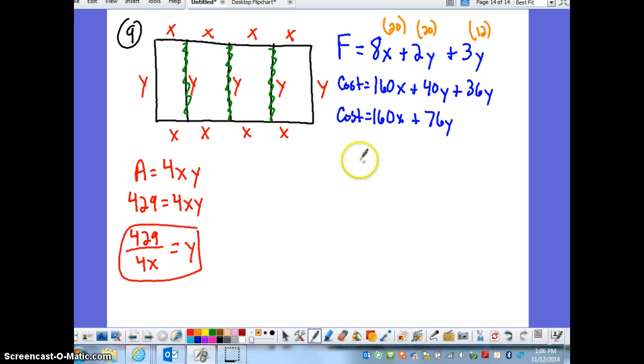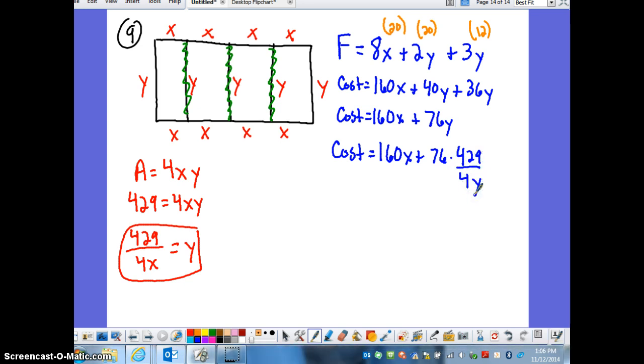I'm going to take that and plug it in. So the cost is going to equal 160x plus 76 times 429 over 4x. I'm sorry, that's all over 4x, not y. That's replacing the y. So I'm doing that so that I can have my equation in one variable, which is what we have now. Before I take my derivative, I want to simplify this.